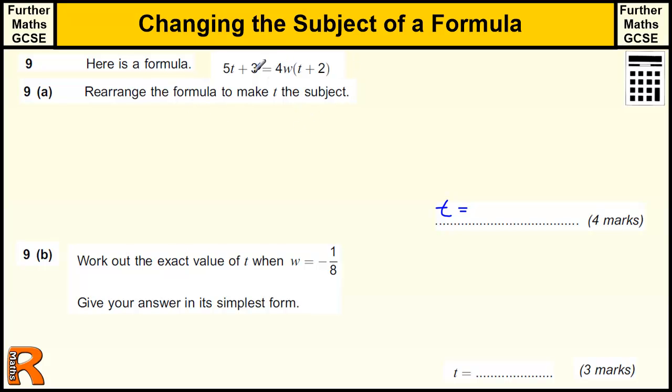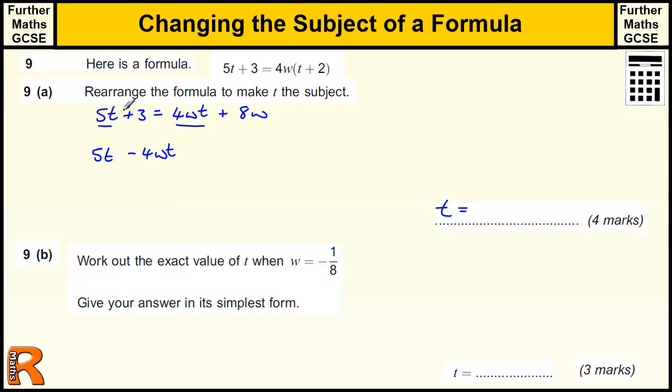As always, we would multiply out the bracket to start with. So 4w times t is 4wt. Actually, it should be tw, it doesn't really matter in this case. Plus 4w times 2 is 8w. Now we need to get the t's together. I've got 4wt and 5t, so I'm going to take the 4wt over to the left hand side. So I've got 5t minus the 4wt, because I need to take it away.